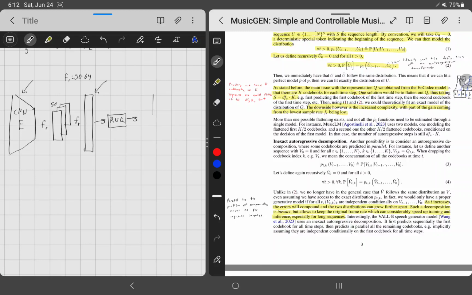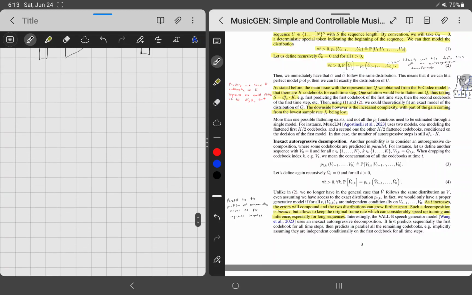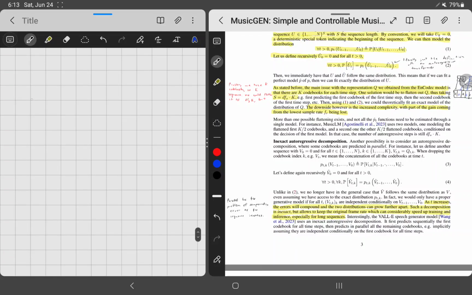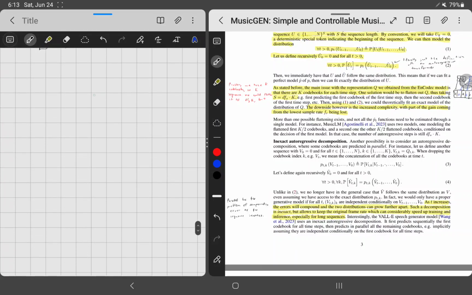RVQ discretizes our vector, and it does so by breaking it up into multiple vectors. So in this case, it would be like 4 vectors. And the way it does it is it uses lookup tables, or codebooks, as they call it. So we have our vector, which is of shape f sub r, and we have a codebook, which is of shape n by f sub r.